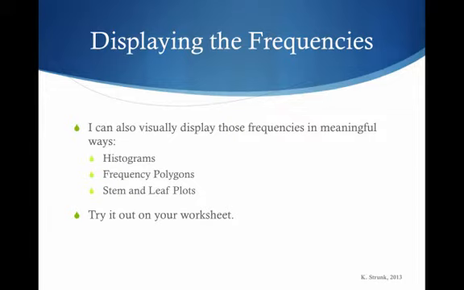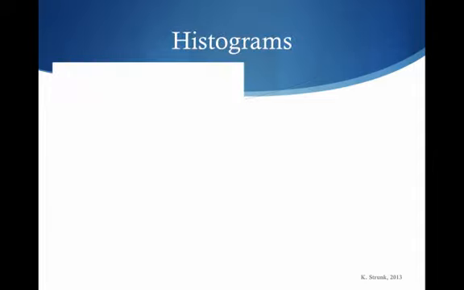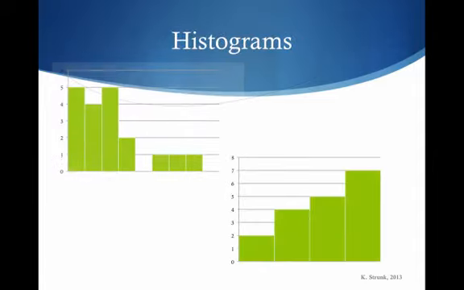And then once we have a frequency table, we're going to display those frequencies in some way that's meaningful. This is where the histogram, frequency polygon, and stem and leaf plot are going to come in. For the histogram and frequency polygon, if you look on the back of your sheet, there's some little grid paper squares that can be helpful for that. A histogram is just a stacked bar graph, no space between the bars, and the height of the bar is equal to the frequency from the frequency table.